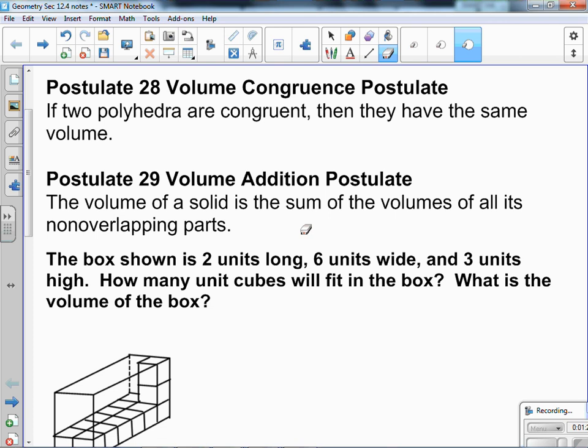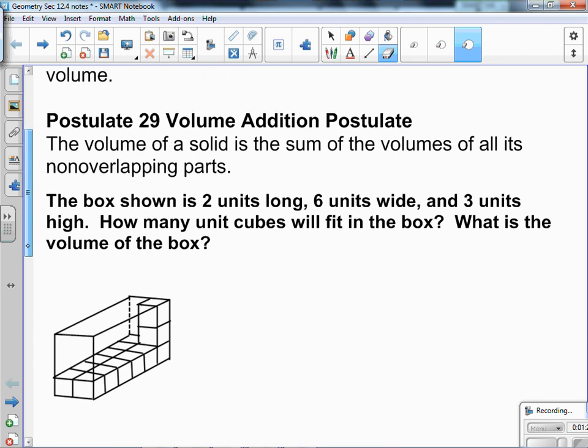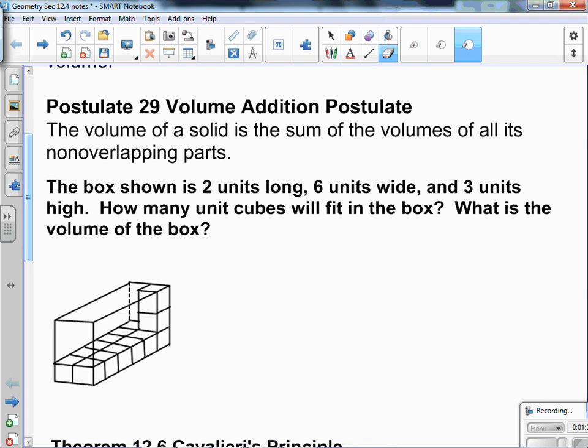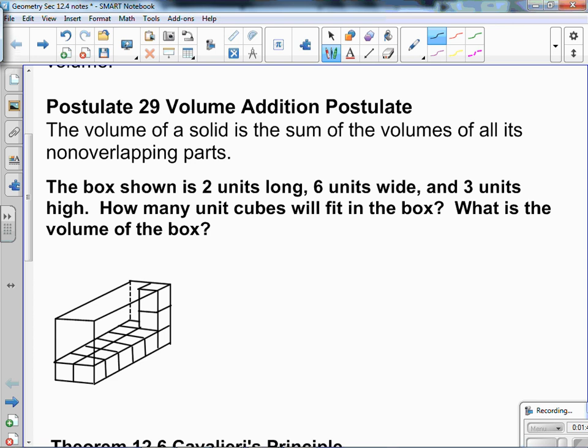So the box shown is 2 units long, 6 units wide, and 3 units high. How many unit cubes will fit in the box? All right, so we have 2 units long, 6 units wide, and 3 units high. How many unit cubes will fit in the box?